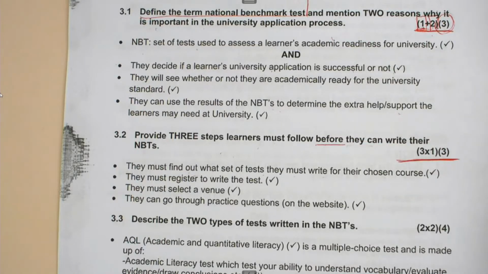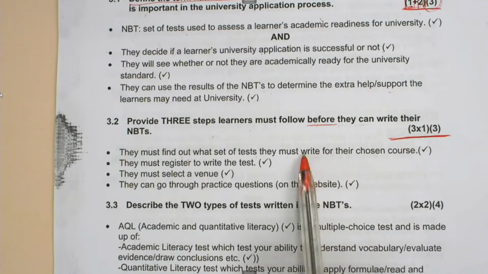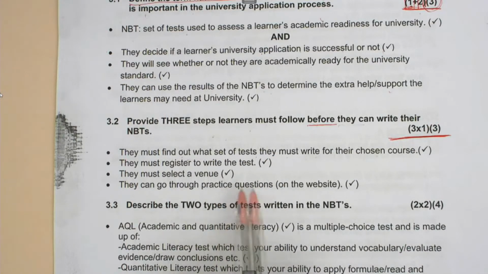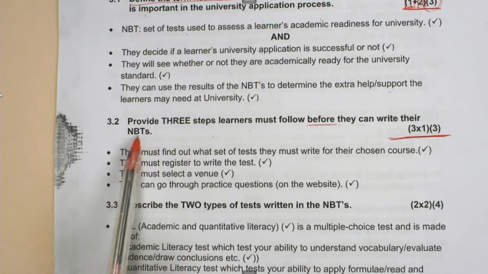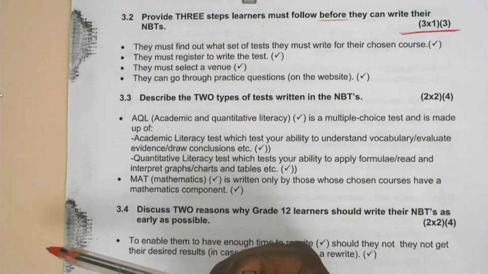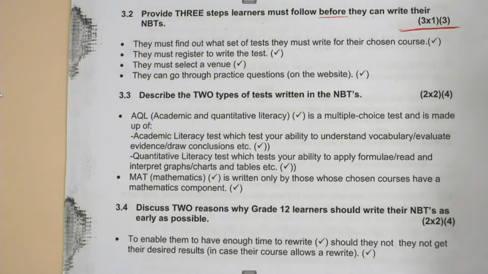The first one, find the set of tests that you're going to write, register to write the test, select the venue of the university where you want to do this, and then you can go through practice questions on the website. It means you already have these sets of questions that you know. Now you are going to practice. You cannot go to write the NBT without practicing the questions or previous question papers. I hope it's still well, colleagues.